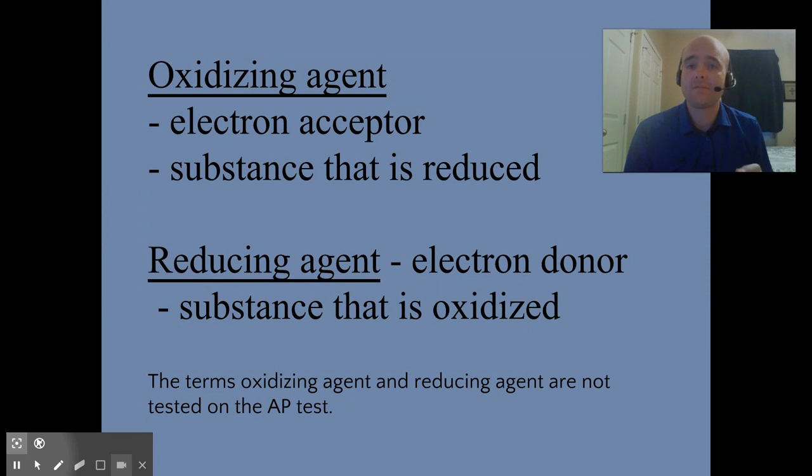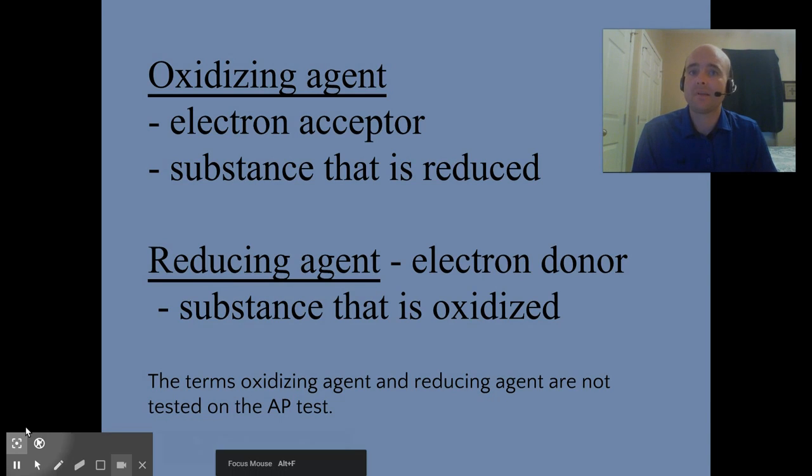The last set of definitions that we'll have for this video are the oxidizing agent and the reducing agent. Those are the ones that are often found in pairs with something that is oxidized or reduced. That is the one that's actually doing the oxidation, or the one that's doing the reduction, respectively. They're not tested on the AP test, but they are helpful to know when we do our labs.